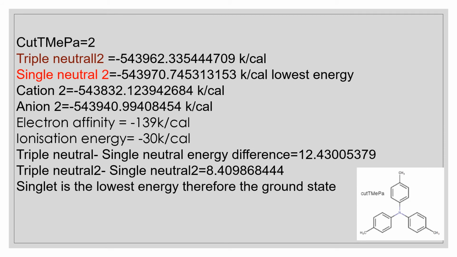So I'm going to be referring back to this molecule as 2. We have all the data we have from NanoHub, same as we had previously. We have the electron affinity, which is minus 139 kilocalories. We have the ionization energy, which is minus 30 kilocalories.